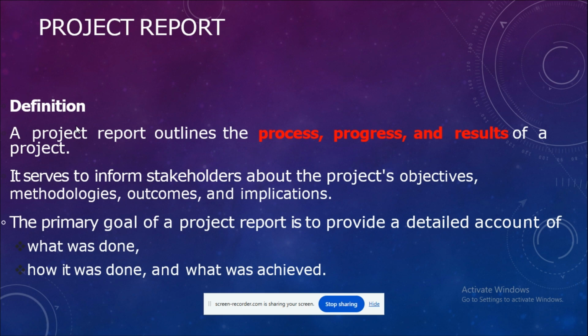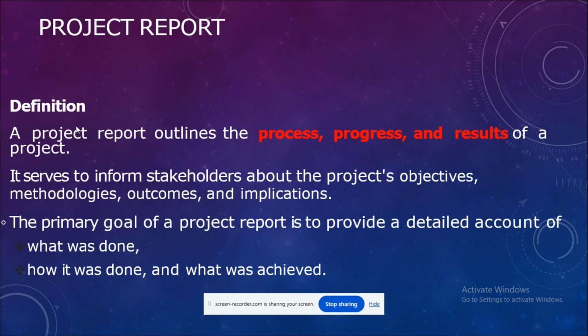What do you mean by process? What is actually happening step by step? What is happening there, and what are the results of those particular happenings? This is what we are going to see in the project report. Generally, the project report talks about objectives, methodologies, outcomes, and the implications. Implications are nothing but your applications.